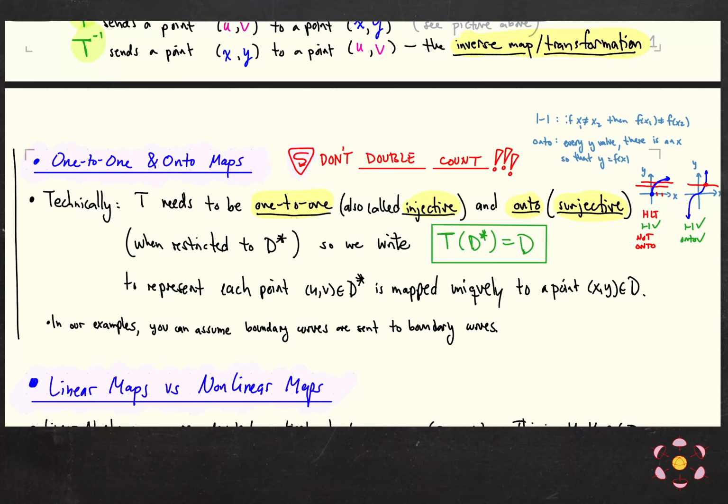So just keep in mind here that D is in the blue XY space, and then D star is in the U and V plane. Okay, the main thing about this little fine print here is in our class, you can assume that the boundary curves are sent to boundary curves. Okay, so this is the important thing that I'm going to reference. And the restrictions are the types of transformations we have to consider. As long as they have these requirements, it satisfies this property.